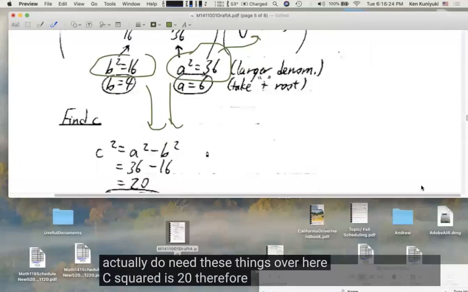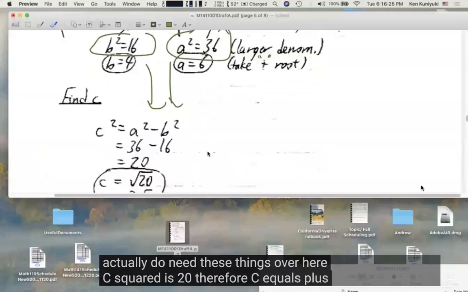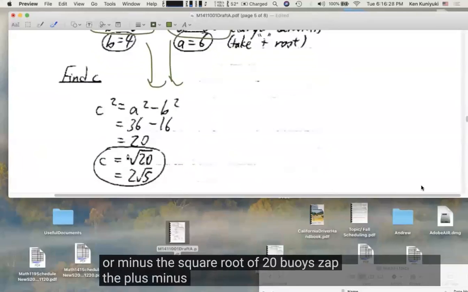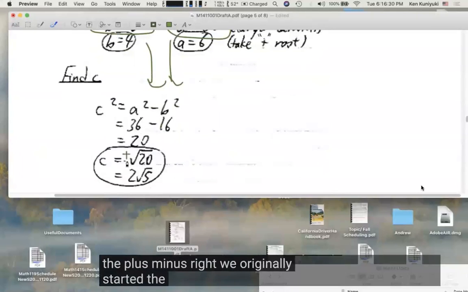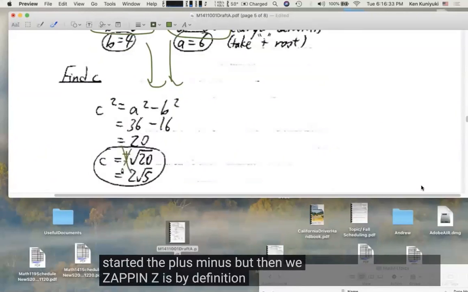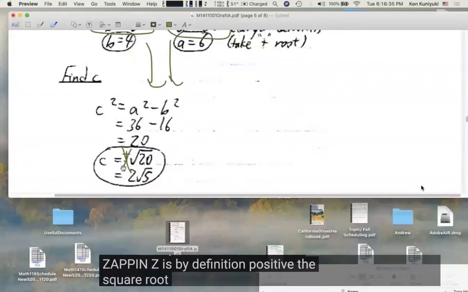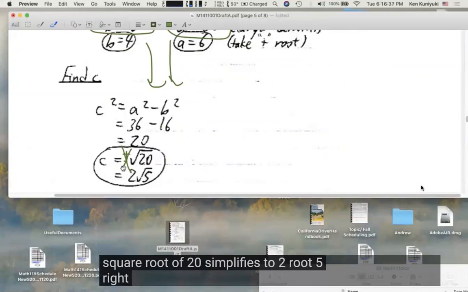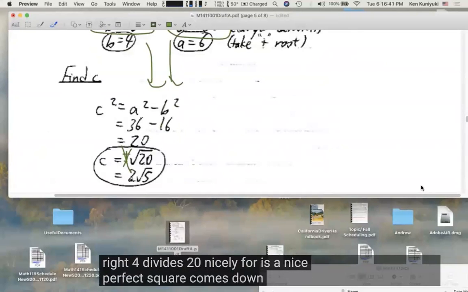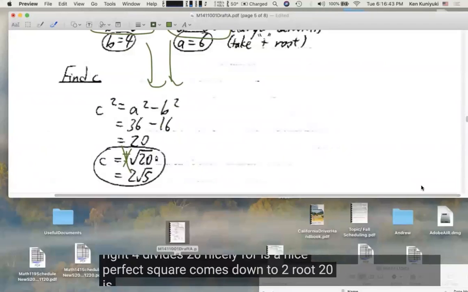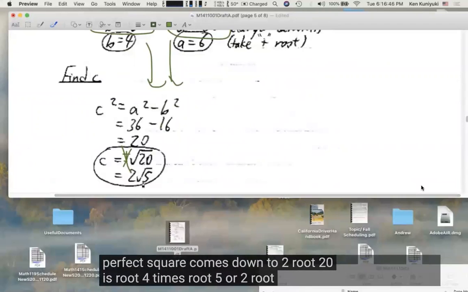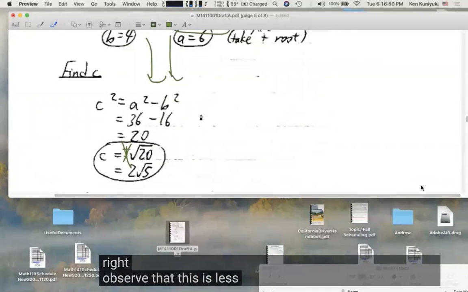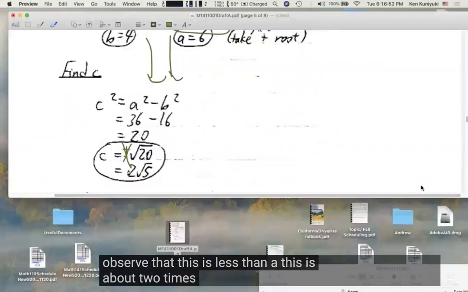C squared is 20, therefore c equals plus or minus the square root of 20, but we zap the plus minus, right? We originally started the plus minus, but then we zap it. C is by definition positive. The square root of 20 simplifies to 2 root 5, right? 4 divides 20 nicely. 4 is a nice perfect square, comes out as a 2. Root 20 is root 4 times root 5, or 2 root 5. All right, observe that this is less than A. This is about 2 times 2.2, which is about 4.4. That's still less than A.